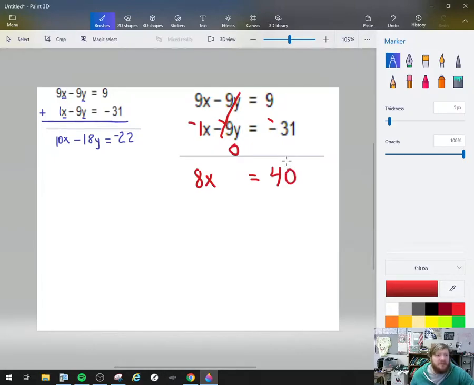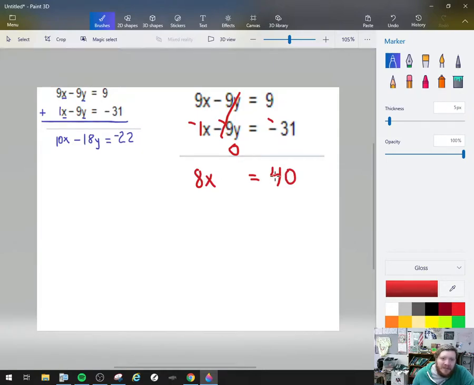So here is why we bothered to do this. Over here on the left, you can see 10x minus 18y equals negative 22. It's a true equation, but there's nothing really helpful about it. It's just, okay, cool, that's something else that's true. This over here, 8x is equal to 40. That's a really easily solvable equation.